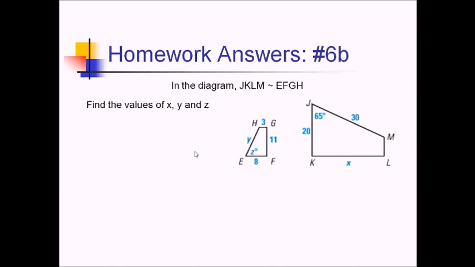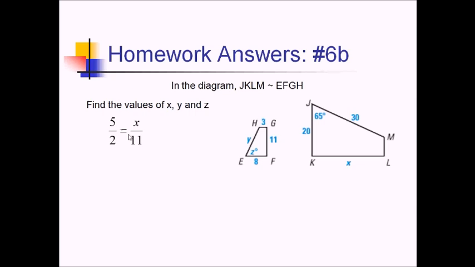For part B of number 6, we want to find the values of x, y, and z. We already have the scale factor from part A. Remember, that was 5 over 2. So we can use that when we set up a lot of our proportions here. So for x, this x side corresponds with the 11 side over here. KL goes with FG because they're in the same position in those statements. So we can then say that x over 11 is the same ratio as 5 over 2. That was our scale factor again.